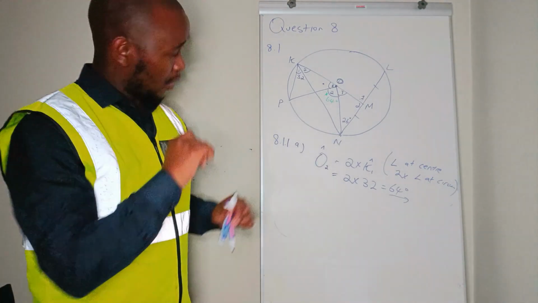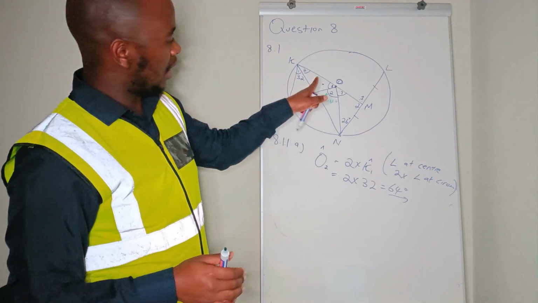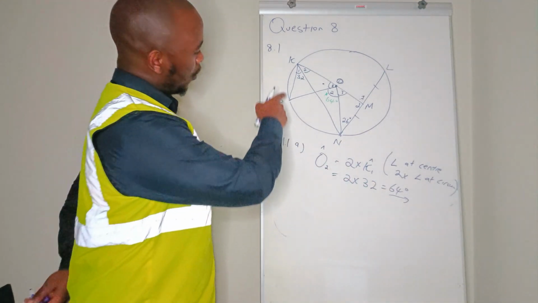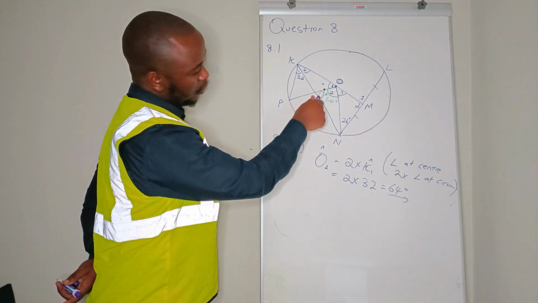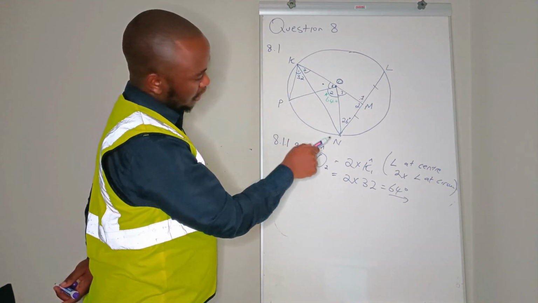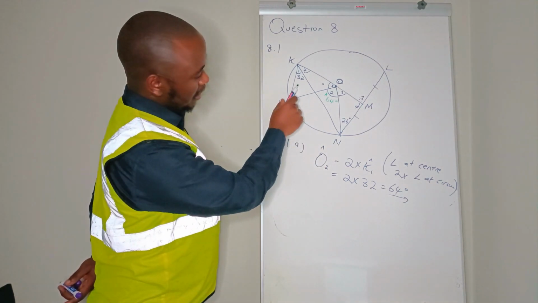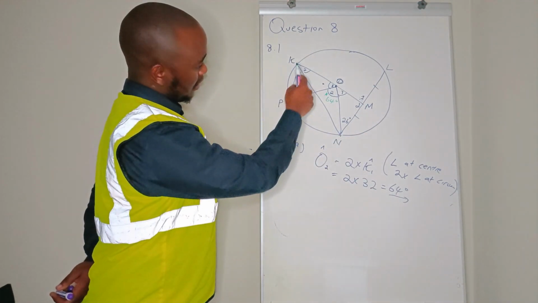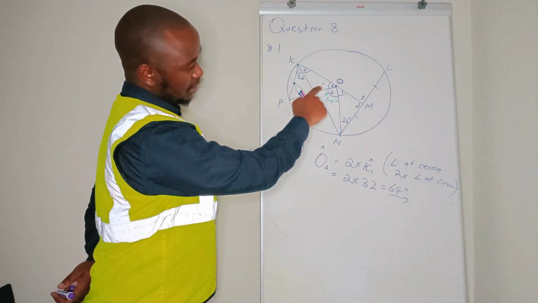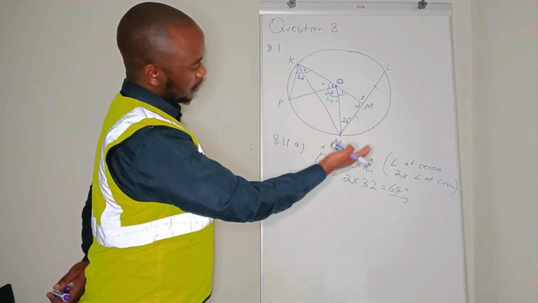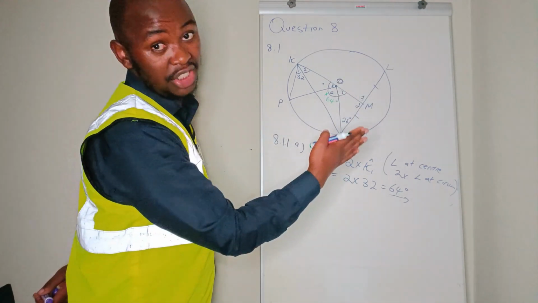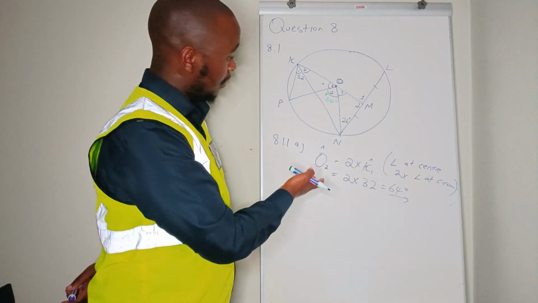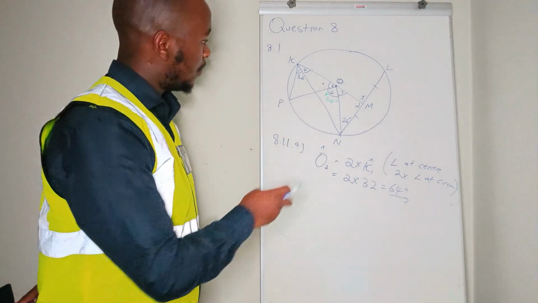Where is O1? O1 is at the center. Can we use the angle at the center subtended by the same chord with an angle at the circumference? We see that there is this chord here subtending O1, but there's no other angle subtended by the same chord that is at the circumference. Also, the arc KP is subtending the same angle, but there's no other part that is interesting in that option. So we're already cancelling out that reasoning that we had for question A.